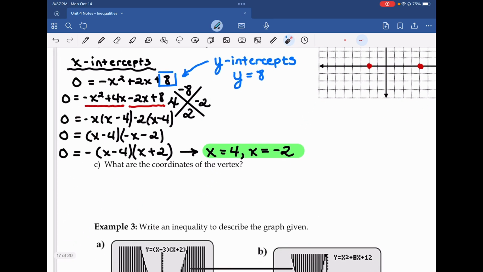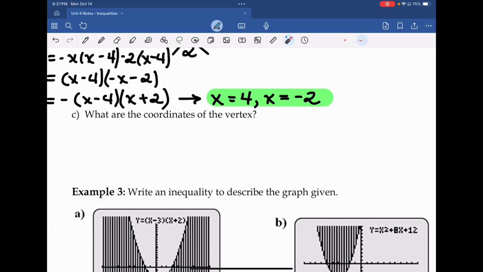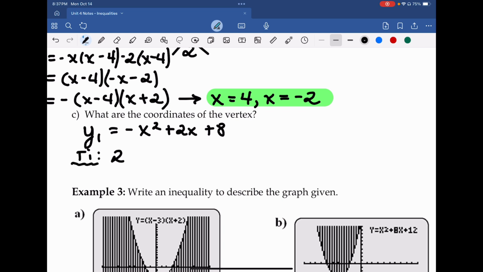So let's plug this into our graphing calculators in order to figure out the vertex here. When we do this, we're going to type in y1 is equal to, and we're just going to type in that original function, negative x squared plus 2x plus 8. Then what we're going to do is we're going to do our commands. If you have the TI calculator, you'll do your second trace. And then in this case, because the a value is negative, we're going to do maximum.